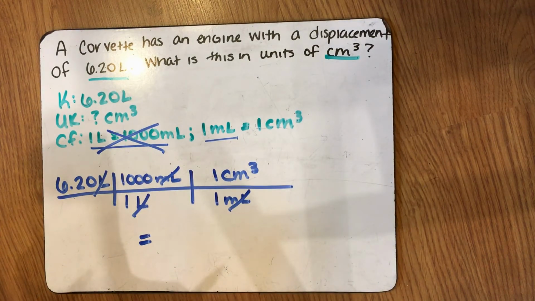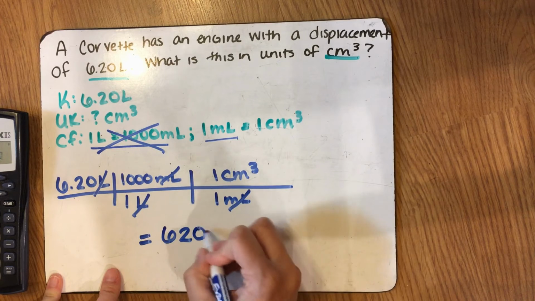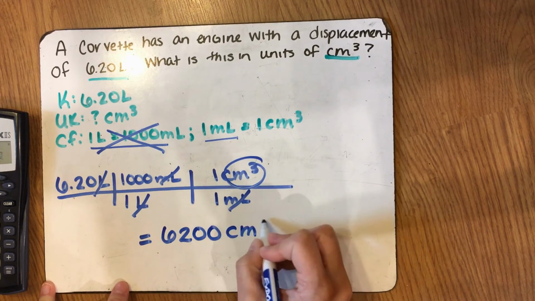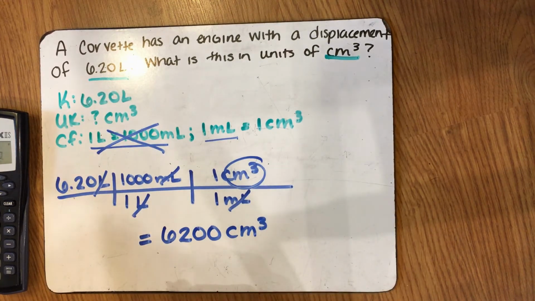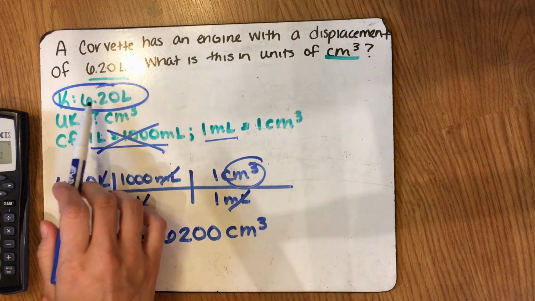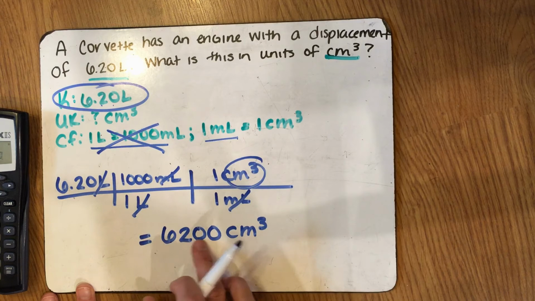So we would just do 6.20 times 1,000, which gives us 6,200. The unit we had left was centimeters cubed. And then we need to check sig figs. So remember, we look at our known, which had 1, 2, 3 sig figs. And then we look at our answer. Well, the way it's written currently, it only has 2 sig figs because these trailing zeros will not count since there's no decimal place in this number.